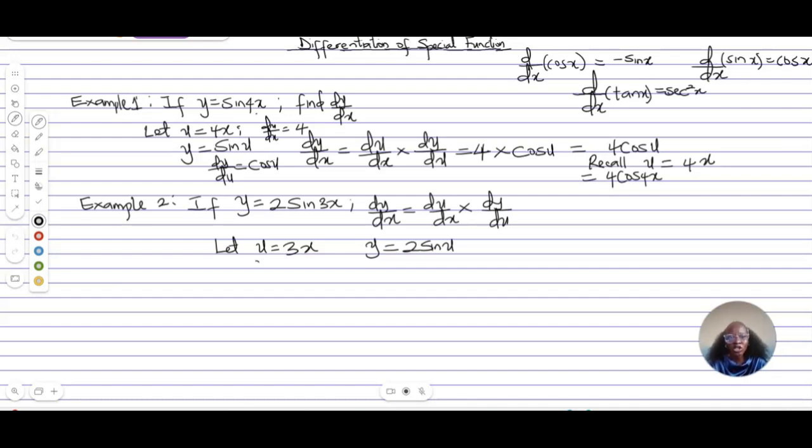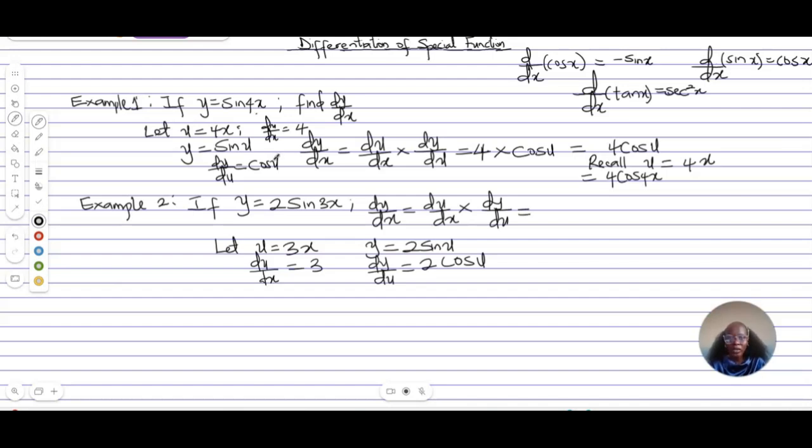If u is equal to 3x, du/dx is simply 3. Then dy/du is 2, and the differentiation of sine is cosine, so dy/du is 2 cos u.